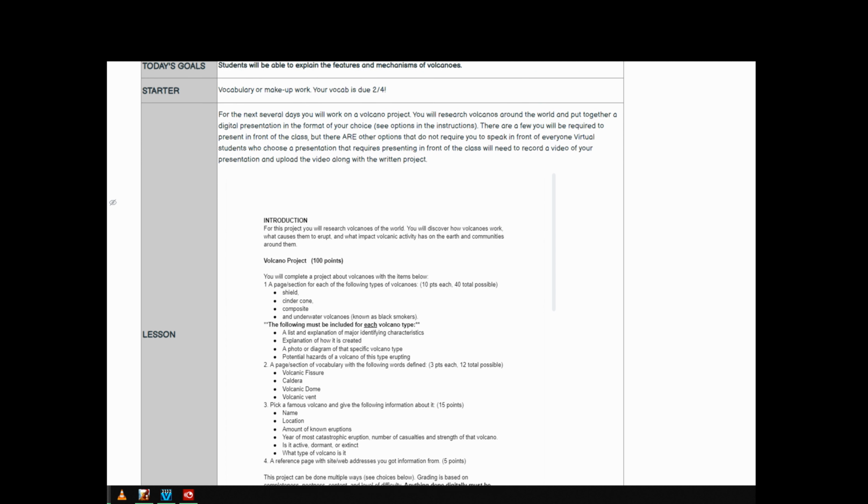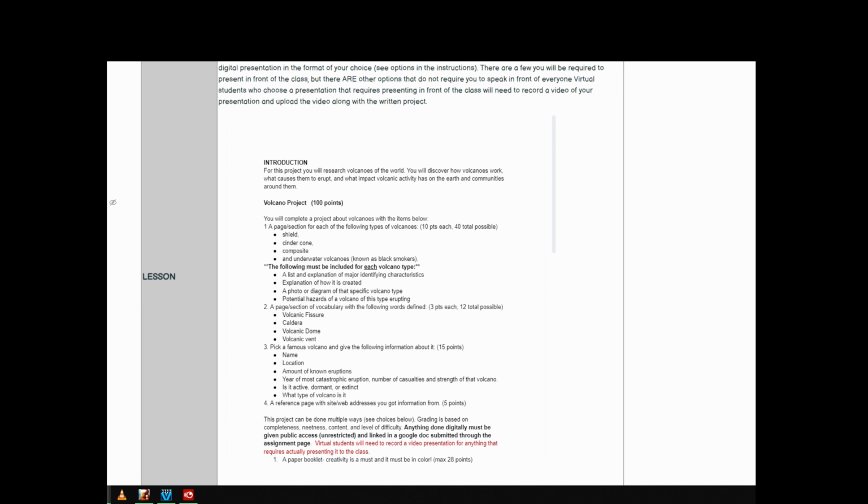So real quick, just a reminder that your vocabulary is due on February 4th. And we're going to go through the project now so you know what the requirements are for it. You're going to have about 2 weeks to do this. So it's not going to be due until a week from Friday. This is the only week you'll have in class. If you need to work on it next week, you'll have to do it at home.